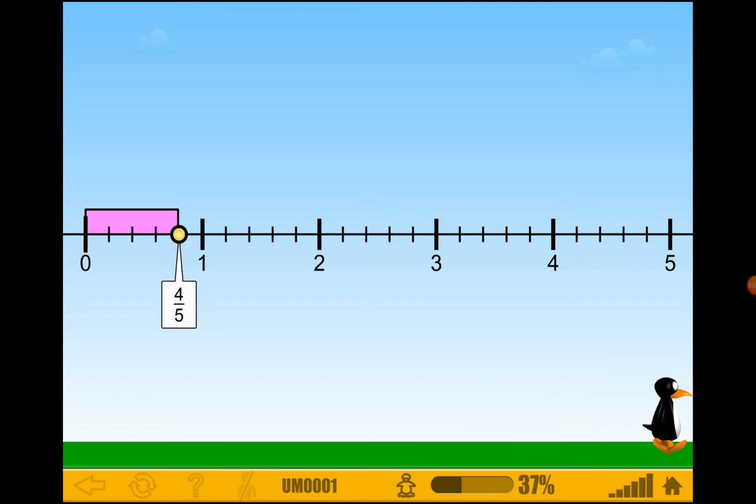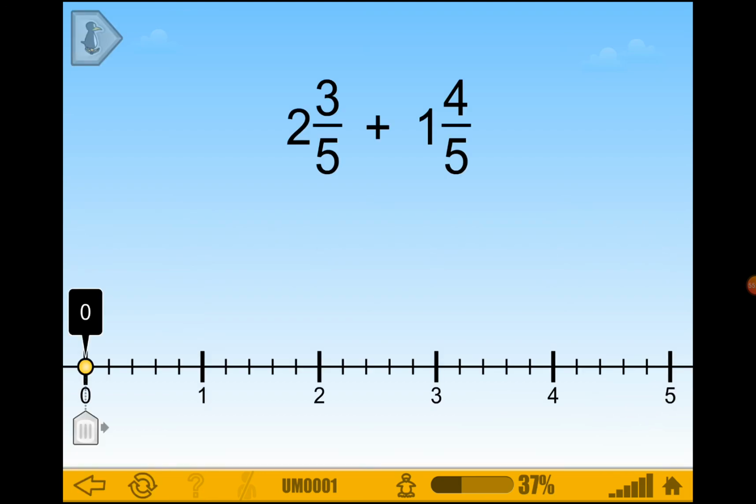Okay. Let's see. Plus, seven, three, seven over five. Three, seven over four. Two, three, seven over five. Okay. Three, seven, five. Seven over five. Okay.